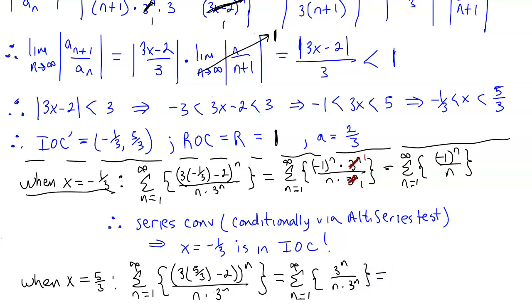And of course, those 3 raised to the n again are going to reduce to 1. And this time we have a pure harmonic series. And of course, we know that the harmonic series is just a p series where p is equal to 1, and it is going to diverge.